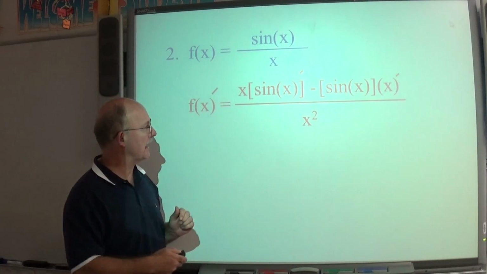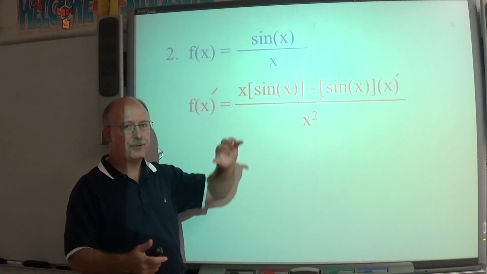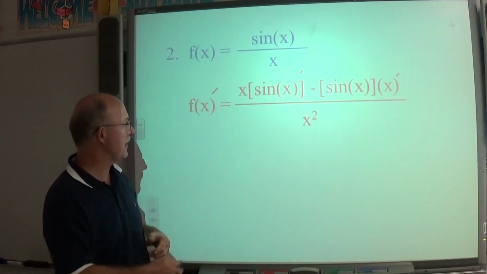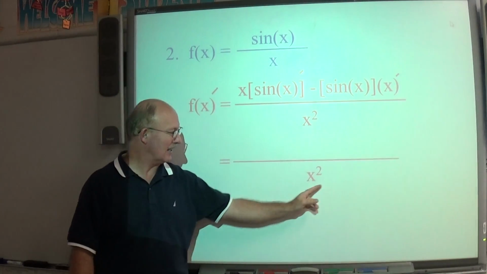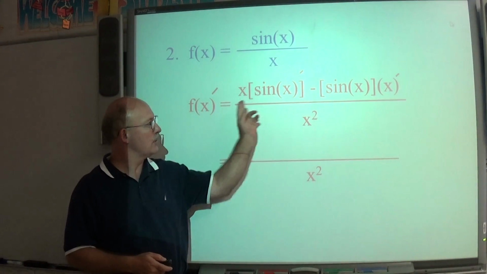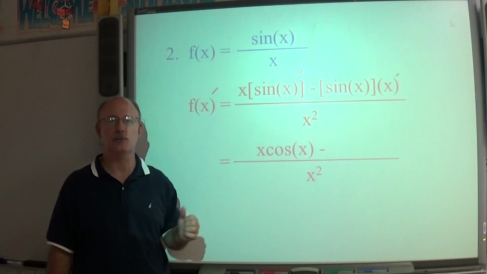As we go about simplifying these, remember the derivative of sine is cosine. The derivative of x is 1. So as you simplify these, you take the derivative. Once again, this is x squared in the denominator. So the derivative of sine x is cosine x, so the first part of the numerator here will be x cosine x.